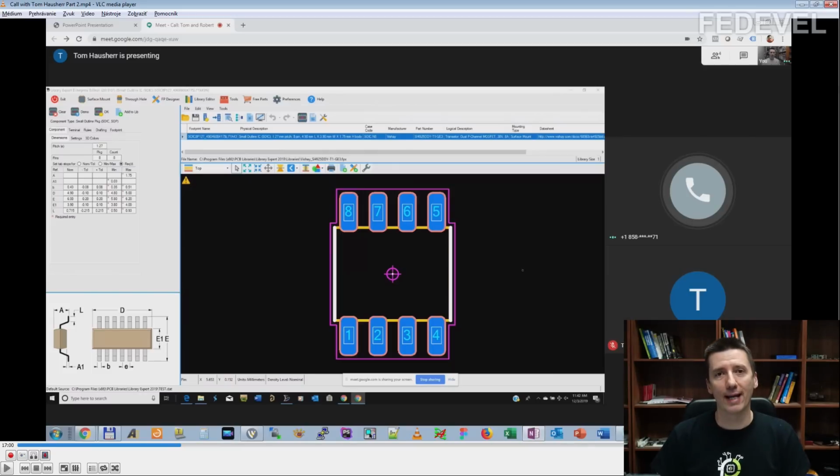So here is the clip where Tom is speaking about all these different companies that are providing footprints and 3D models and symbols and the things that can help you build your libraries.